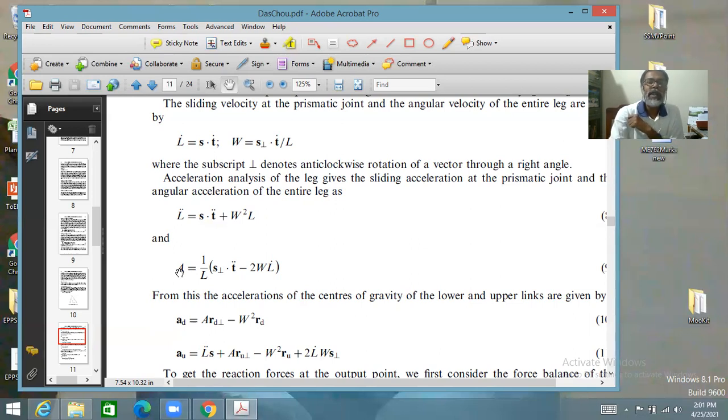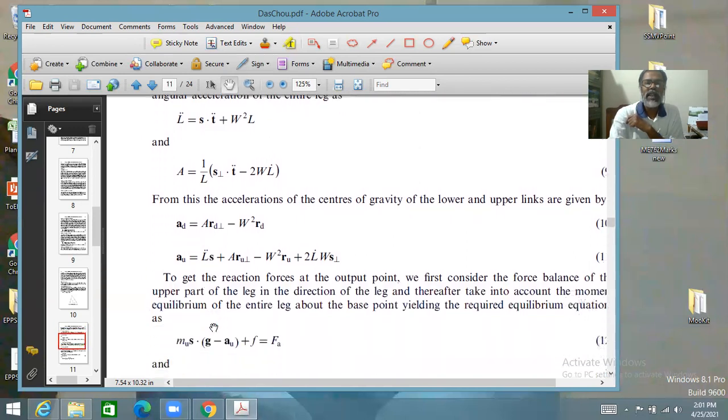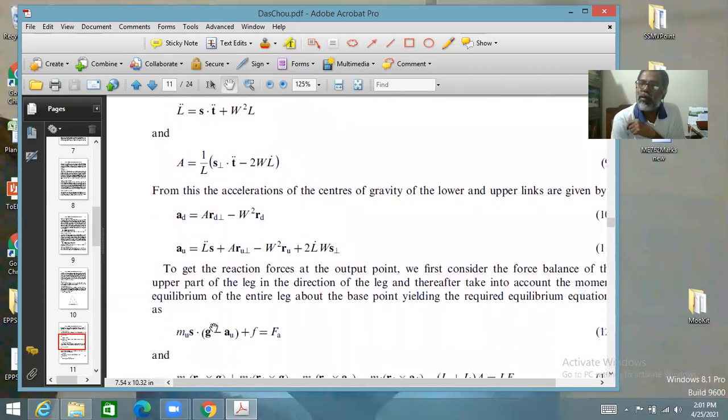Now, wherever is the position of the lower part of the leg, RD. It could have been written as RL, but somehow we used up and down rather than upper and lower. So RD is the location of the center of mass of the lower part of the link.